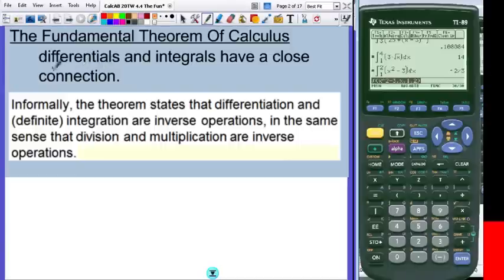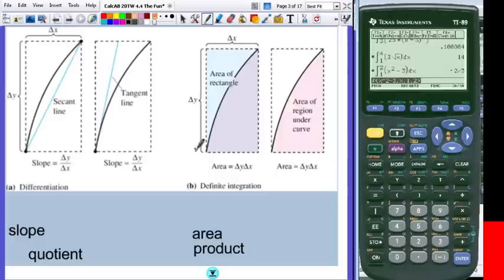This shows the relationship between derivatives, which is chapter 3, and integrals, chapter 4 and beyond. The connection here, we've talked about it, and informally you can say that differentiation and integration are inverse operations, just the same way that division and multiplication are, or addition and subtraction are. So let's look at one way to illustrate that.